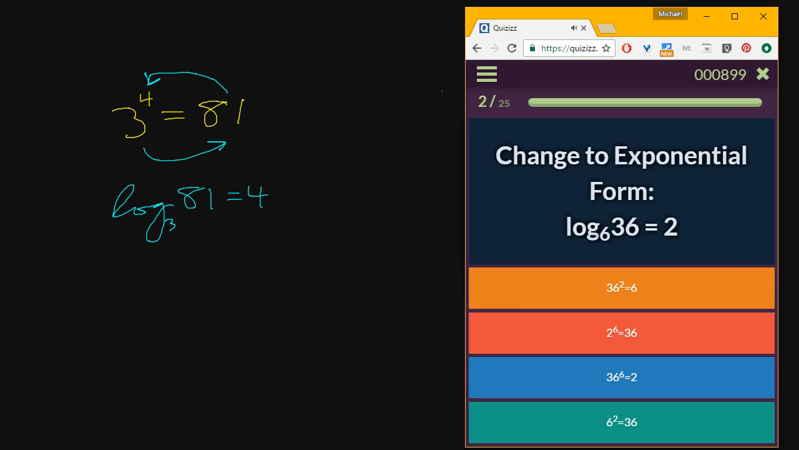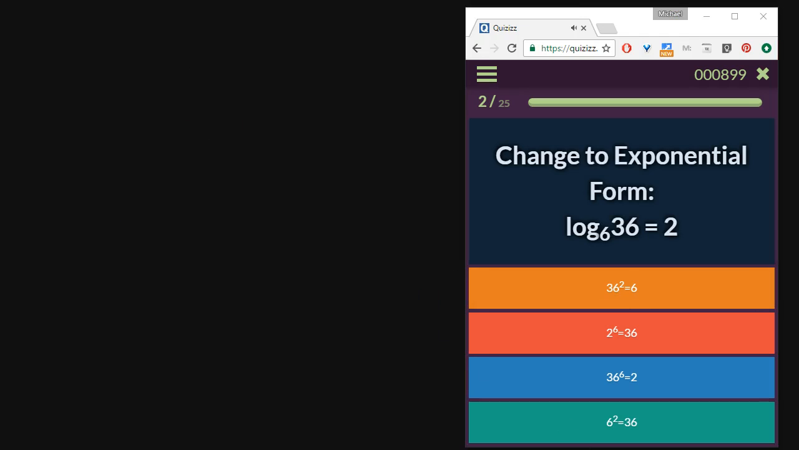Okay, let's see if I can do another one. Change to exponential form: log base 6 of 36 equals 2. Let's try the Weingarten World once again, except with a log. It's kind of the same thing, but with logs. So we say 6 raised to the power of 2 must equal 36. Anytime you're looking at a log, you should be thinking that 6 to what power gets me 36, and it must be 2. So 6 to the power of 2 equals 36.